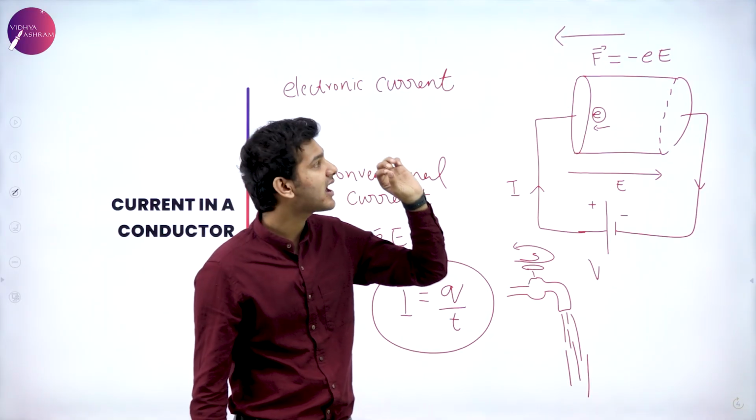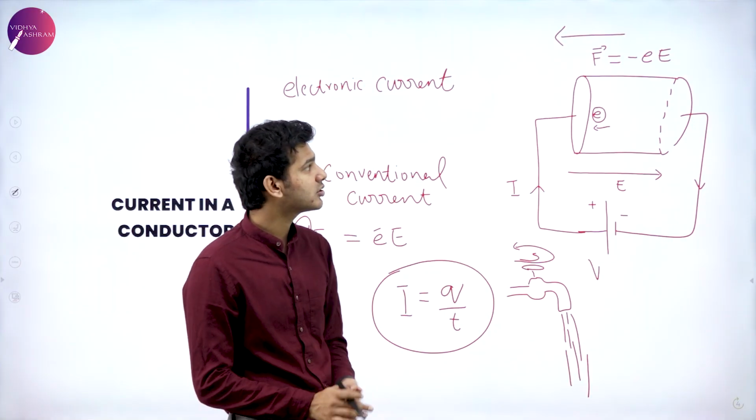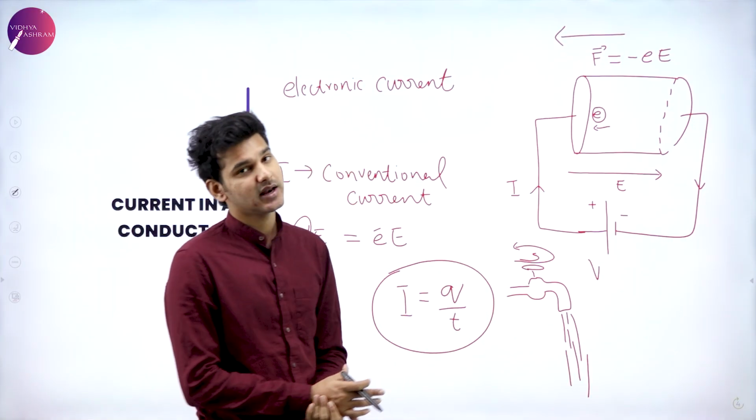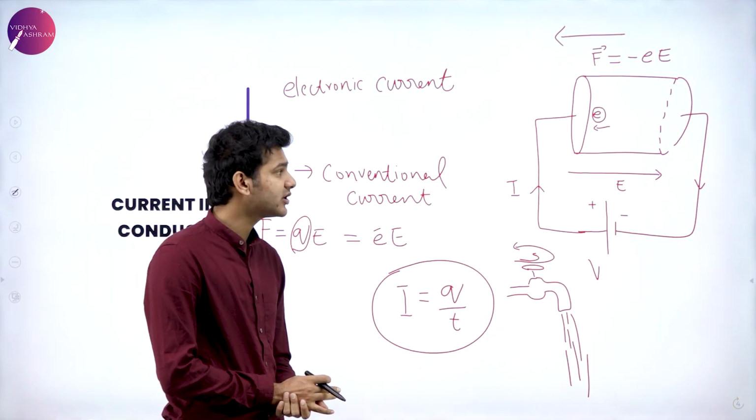That is the only reason we have a negative sign here. And if you want to consider the magnitude, you don't have to take the negative sign. So that is how current flows through a conductor.